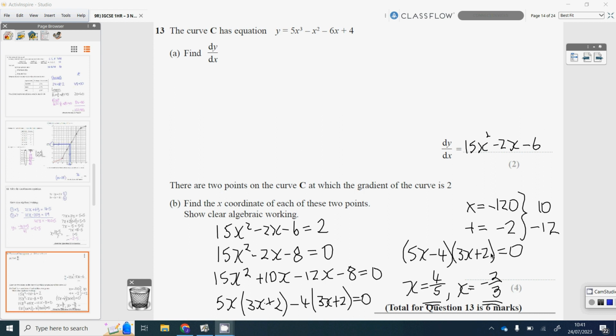So this is factorising this quadratic. Now my two roots are which values for x in turn makes each of these brackets 0. So solving 5x minus 4 equaling 0, that gives me x equaling 4 over 5. And solving 3x plus 2 being 0, that gives me minus 2 over 3.